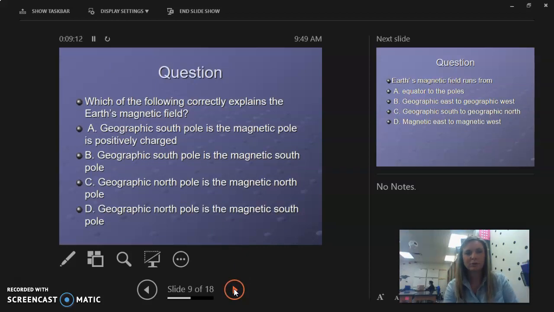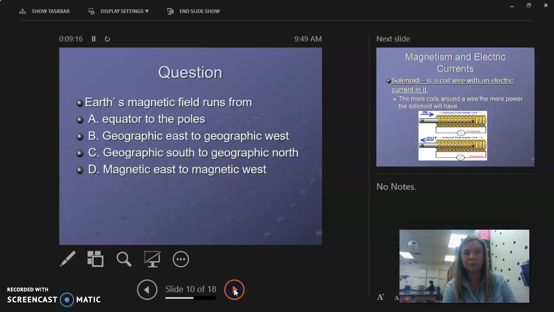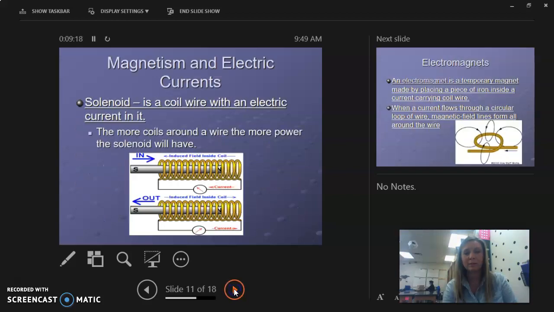These are just two questions that you can use to test to see if you understood what we talked about today. And then I'm going to stop it right here because we're going to talk about our solenoids on the next day. So please make sure you visit the calendar and your assignments for the day. And if you have any questions, please do reach out.